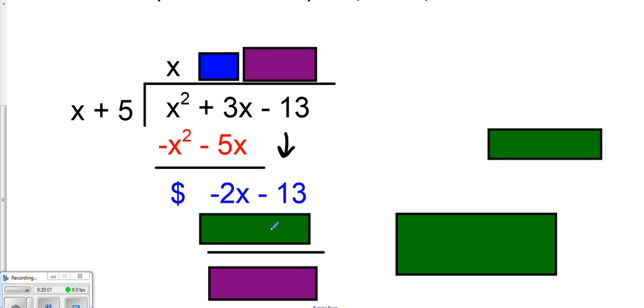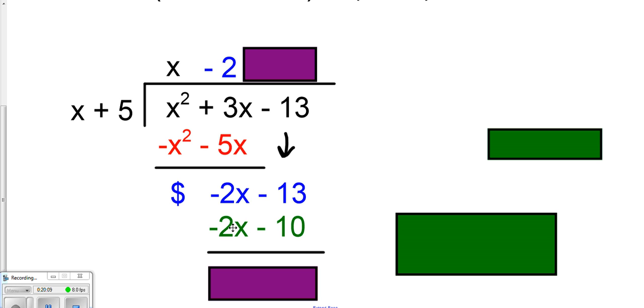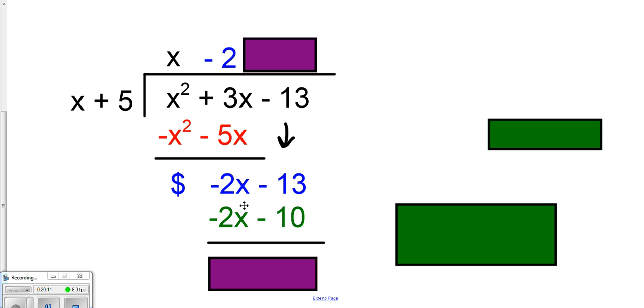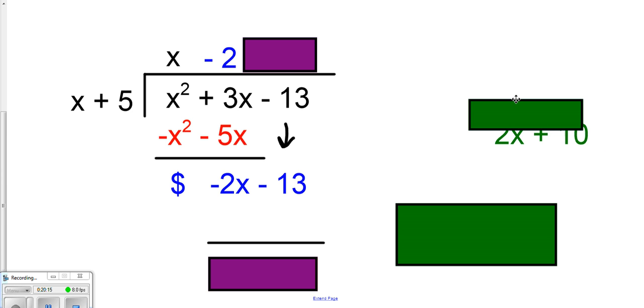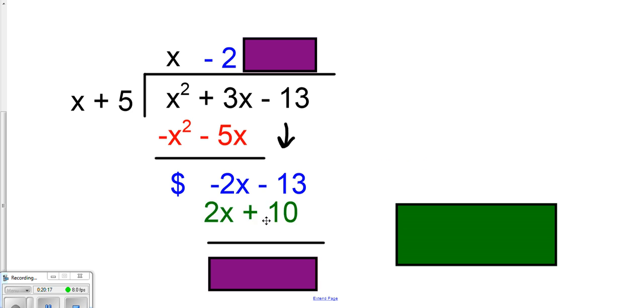this negative 13. X goes into negative 2x, negative 2 times. Negative 2 times each of these becomes negative 2x minus 10. Again, I don't want to use this one. I'm subtracting it, so I want the opposite of it. So those will turn the exact opposite of what they were. These two should always cancel out.